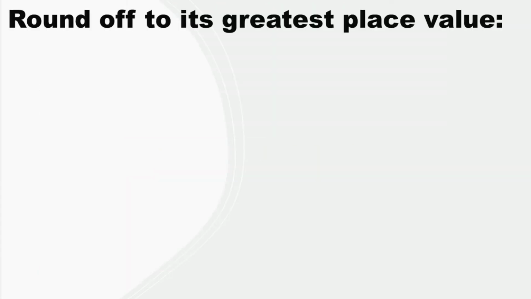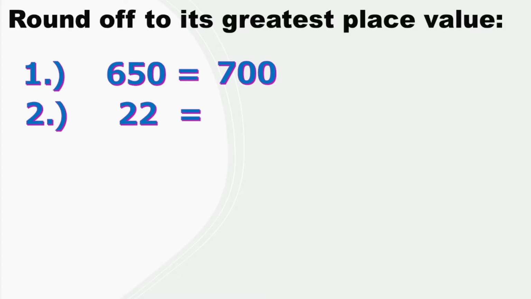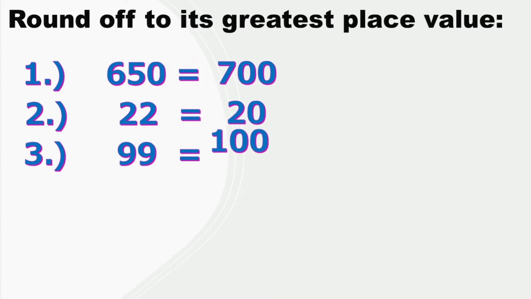Next activity. Round off to its greatest place value. Number one, 650. Your answer is 700. Number two, 20. Number three, the answer is 100.